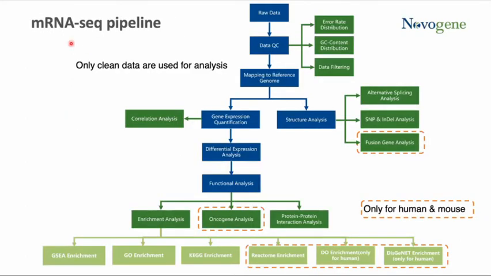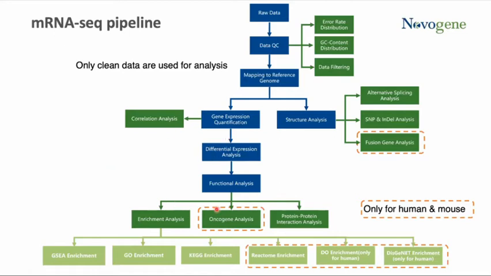Here I'm showing the messenger RNA-seq pipeline for eukaryotes. We always start from the raw data at the very top. Then we check the data quality, and only the clean data will be used for the later steps if you request the bioinformatic analysis with us. Basically, in this pipeline we are also trying to answer the two questions I proposed on the previous slide.